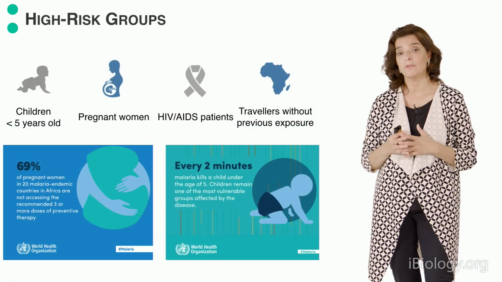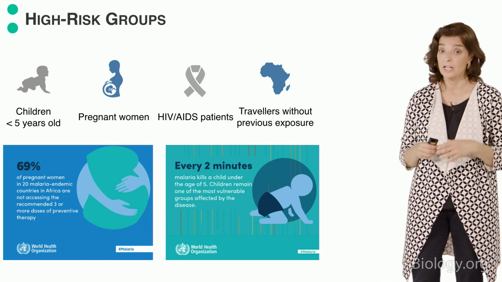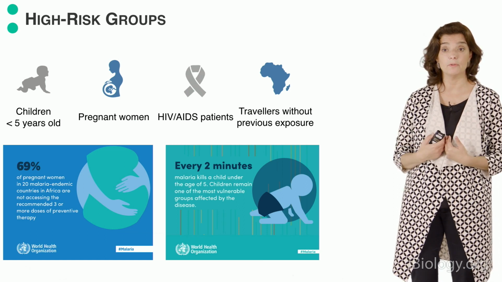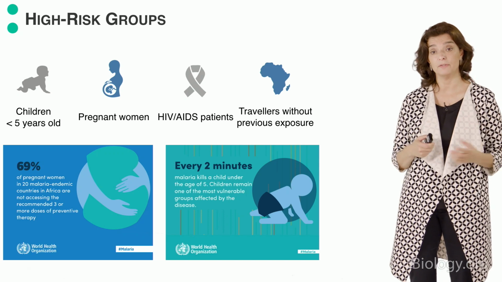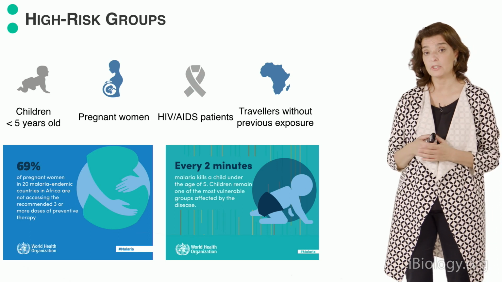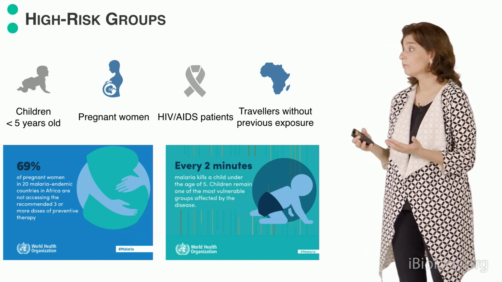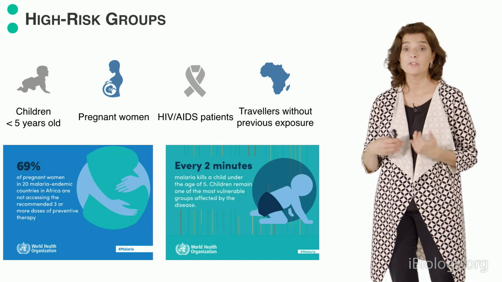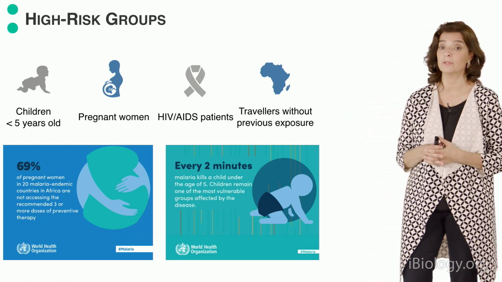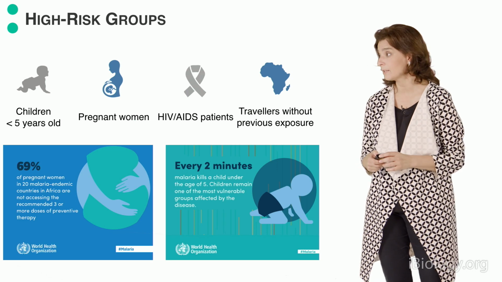But within these endemic regions, the groups that have the highest risk of malaria are usually children under the age of 5 years old, pregnant women, not only for the health of the woman that is pregnant, but also for the fetus that she carries, immunosuppressed patients, especially HIV-infected patients, and of course, all the travelers that didn't have any previous exposure. So people that travel for holidays or for work to endemic areas are probably at as high risk as children living in the endemic areas.